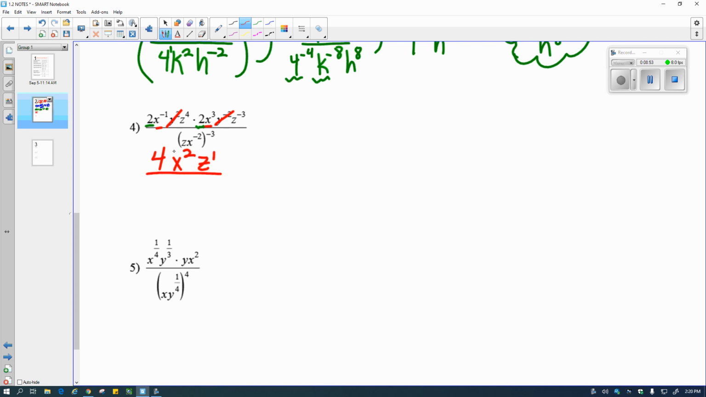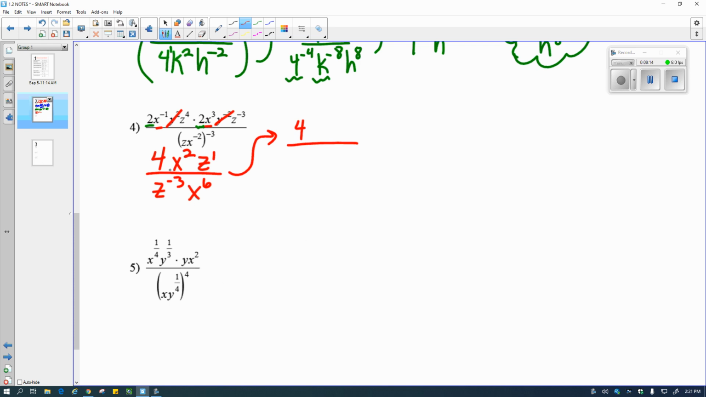At the bottom, I can't do any cleanup inside, so I'll just bring that negative power through. So z to the negative 3rd, x to the 6th. And then I can go ahead and do any last minute cleanup that I can do. I see two things. I can work with the x's. The 4 is going to remain.